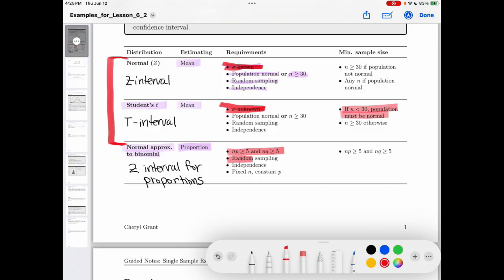And then you also have to make sure that the samples are random, they're independent, and the sample size for each sample needs to be the same, and the probability of success for each trial needs to be the same. So these are the conditions. As we start going through the examples, we're going to apply and use this table to help us figure out which interval to use.